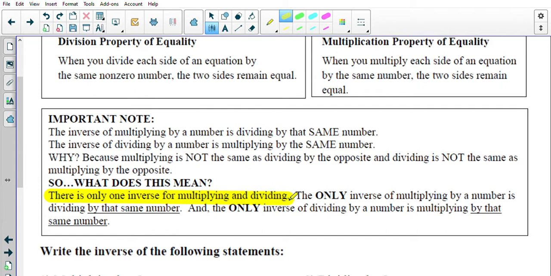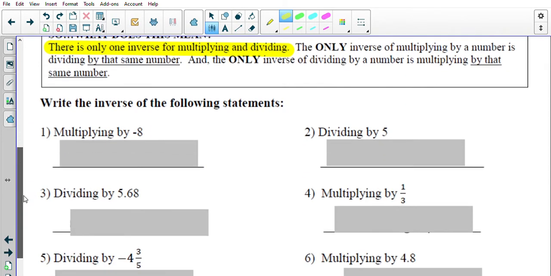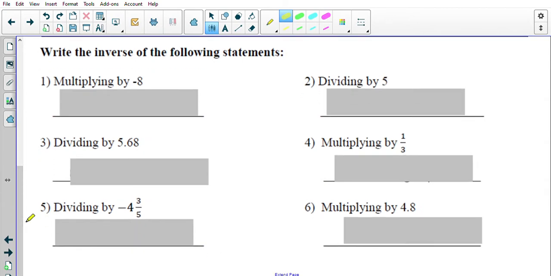And the reason why that is the case is because, again, this statement right up here, multiplying is not the same as dividing by the opposite. Dividing is not the same as multiplying by the opposite. When we did subtracting, we knew that subtracting was the same as adding the opposite, but that doesn't apply to multiplication and division. So again, when we want to write the inverse or identify the inverse for multiplication or division, the only option we have is to change the operation.